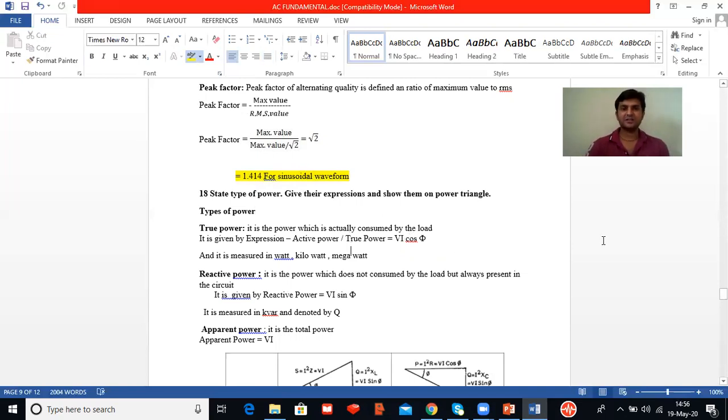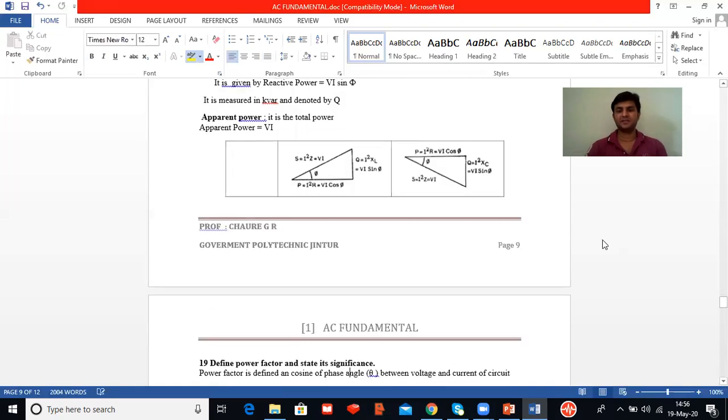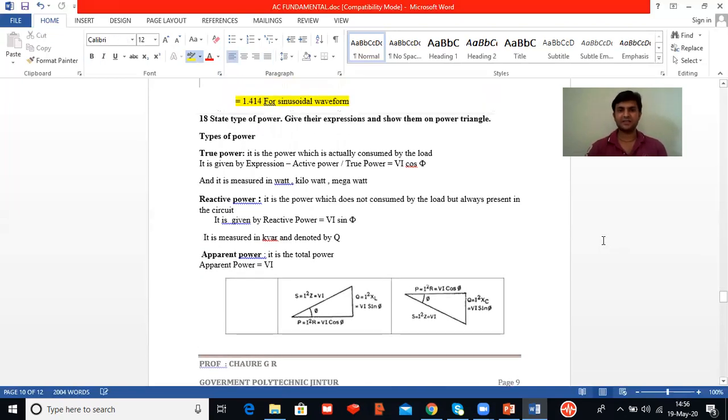The next question is: state the three types of powers in case of AC circuits and show them on the power triangle. Earlier we explained the three types of powers in electrical circuits. One is the active power, second is the reactive power, and third is the apparent power. Active power is also known as real power or true power. It is given by the product of voltage, current, and the cosine of the phase angle between voltage and current. It is measured in watt, kilowatt, megawatt.